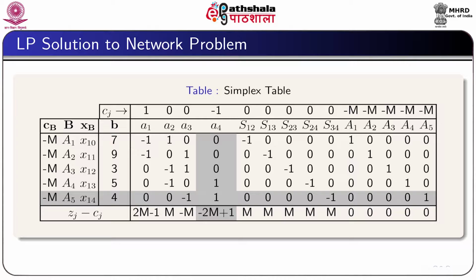In the basis, we have the vectors a1, a2, a3, a4 and a5, and the corresponding variables we take as x10, x11, x12, x13 and x14. And if we find the zj minus cj value, then we see that z4 minus c4 is the most negative, hence a4 will be the entering vector, and from the minimum ratio we can easily determine the departing vector, which is here a5, and then we can proceed as usual for the next iteration.